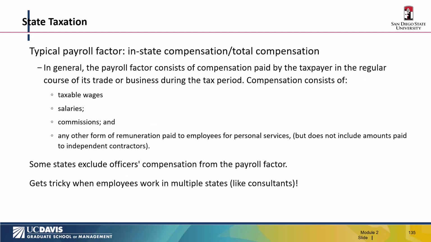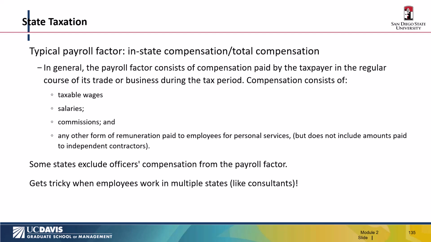Payroll is compensation paid in the regular course of business. So that's wages, salaries, commissions, and any other form of remuneration paid to employees for personal services. It does not include amounts paid to independent contractors. Some states will exclude officers' compensation from the payroll factor.